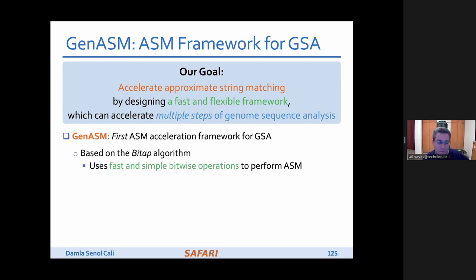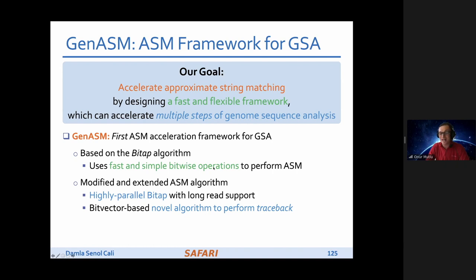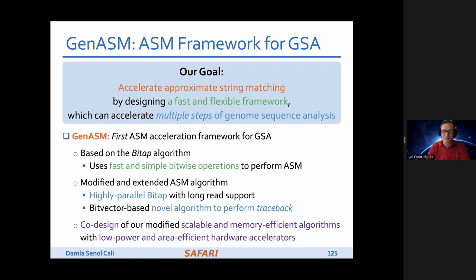Okay, so I'm going to go through this relatively quickly. Bitap is nice because it uses fast and simple bitwise operations to do approximate string matching, but it has some downsides also. It's not scalable. It also doesn't perform the traceback that's much needed to get the exact differences between two strings. So we co-design a new version of Bitap with power and area efficient hardware accelerators.